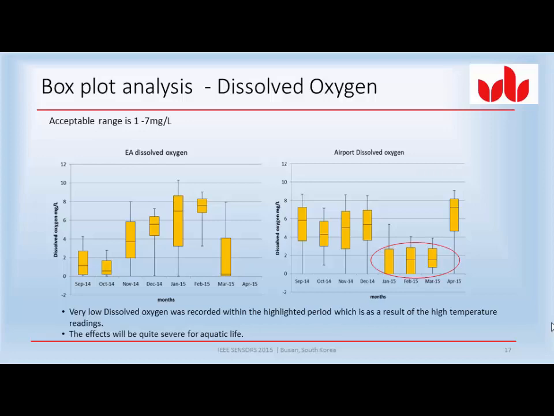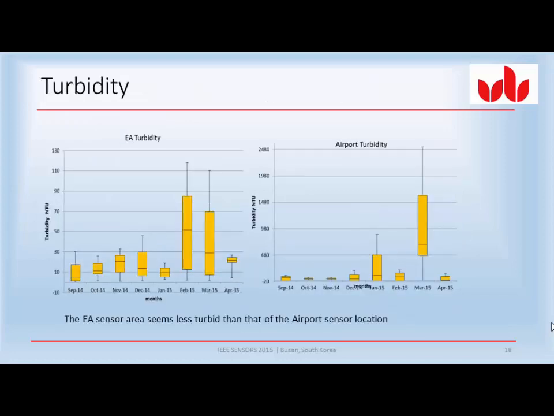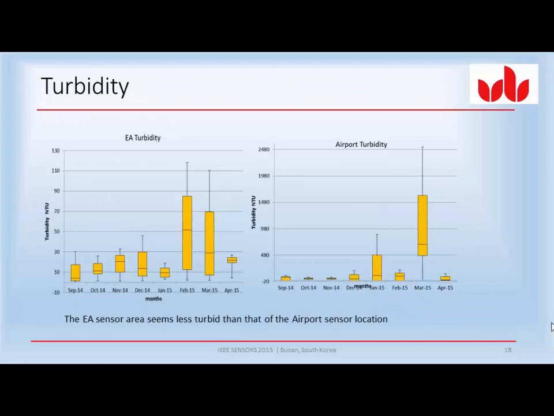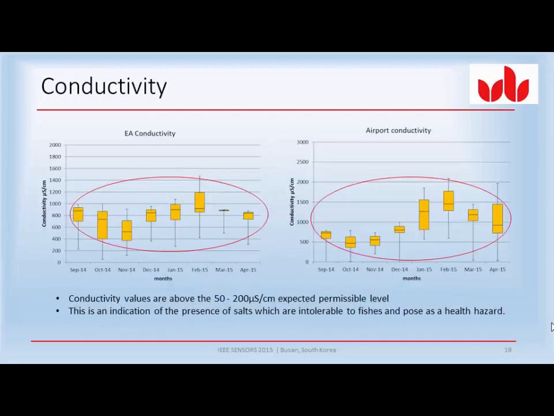Because doing box plot analysis, of course, is not something that we could do online. It takes a while to actually analyze the data. So we did the box plot analysis for dissolved oxygen, and then for turbidity, and we also did it for conductivity.